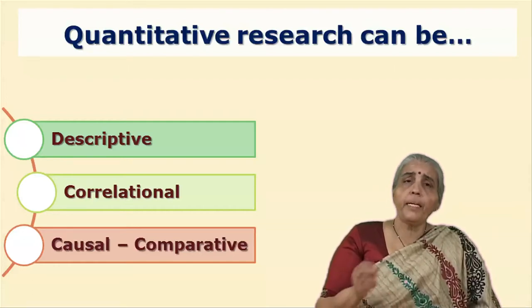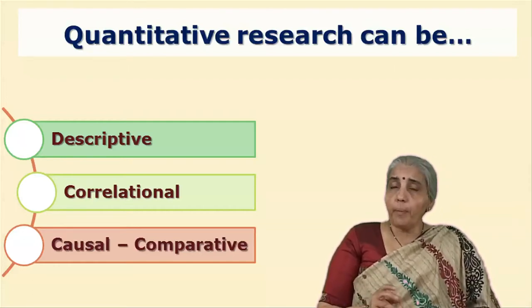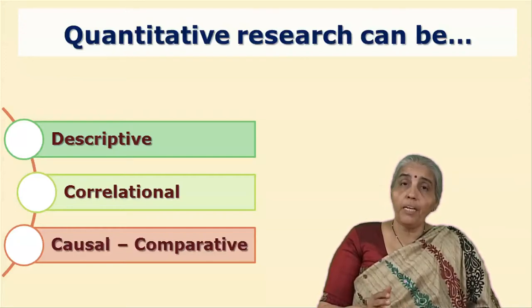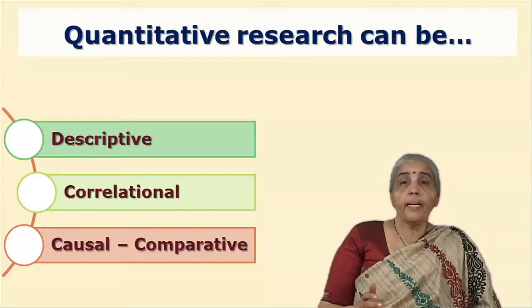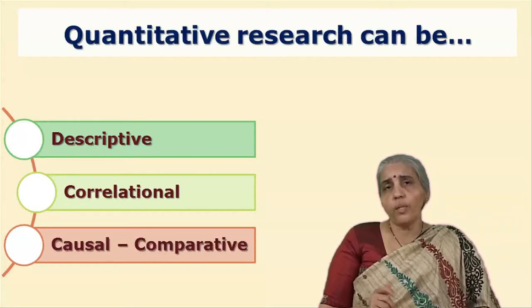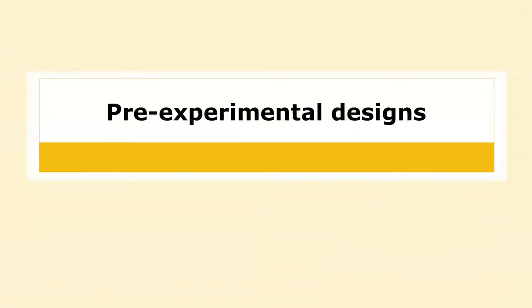And there can be many, many kinds of what we call experimental designs, which are very, very robust. They can also be what are called pre-experimental designs. Let us look at some of those first.